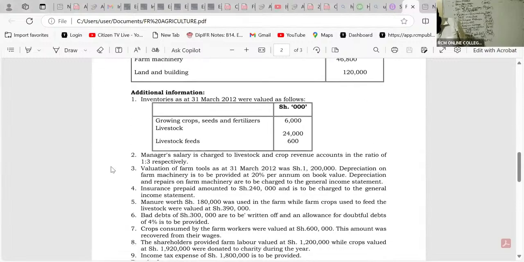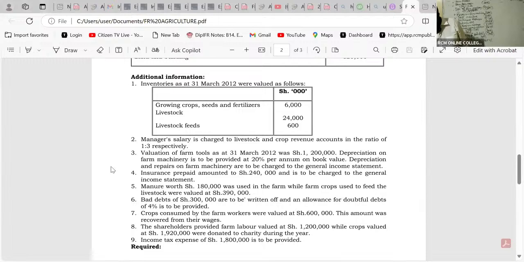You are done at note number 6. You have done that. Note number 7. Crops consumed by the farm workers were valued at 600. This amount was recovered from their wages. That we finished. Then we have note number 8.